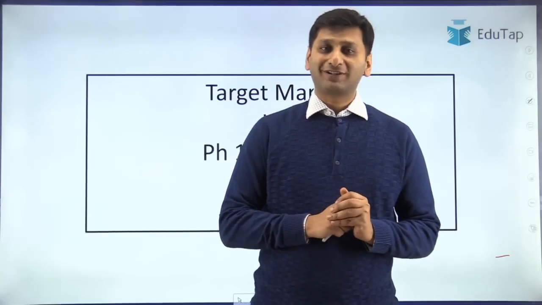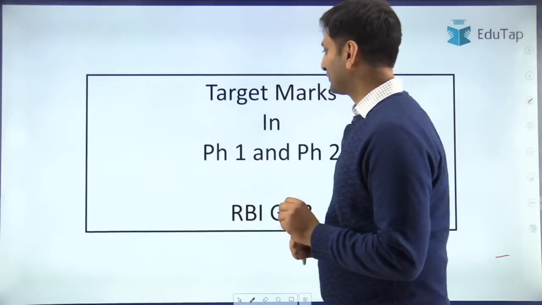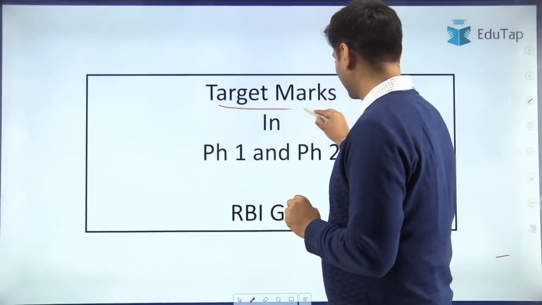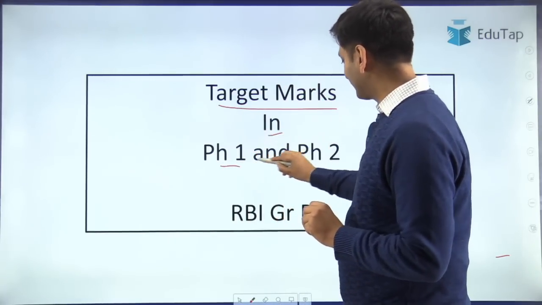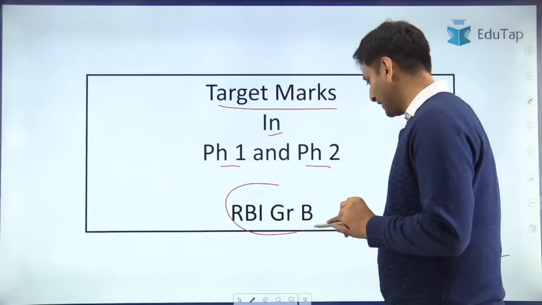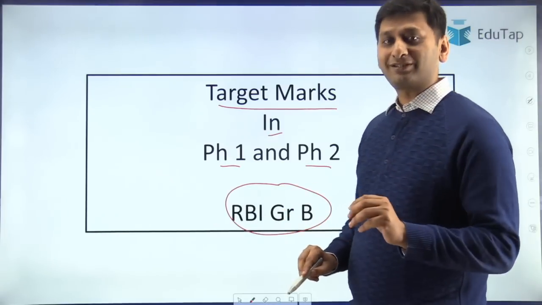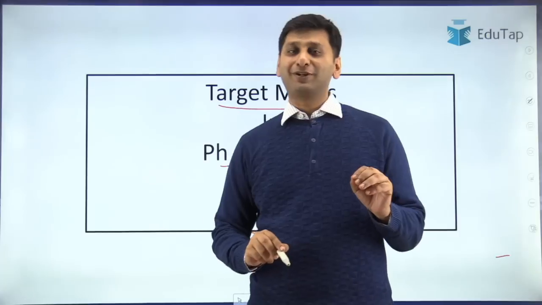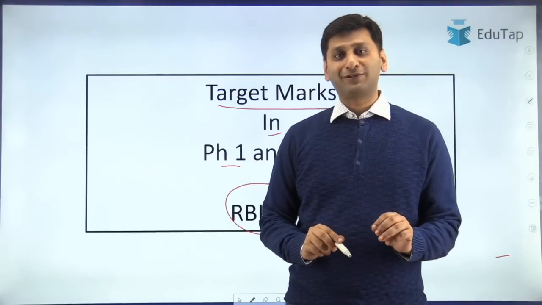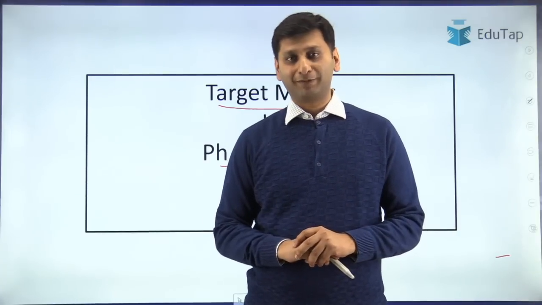So what are we going to discuss today? Well, today we are going to discuss target marks in phase 1 and phase 2 of RBI Grade B. Now many aspirants have this query: sir, what should be the marks that we should be targeting in phase 1 and phase 2 of RBI Grade B exam?